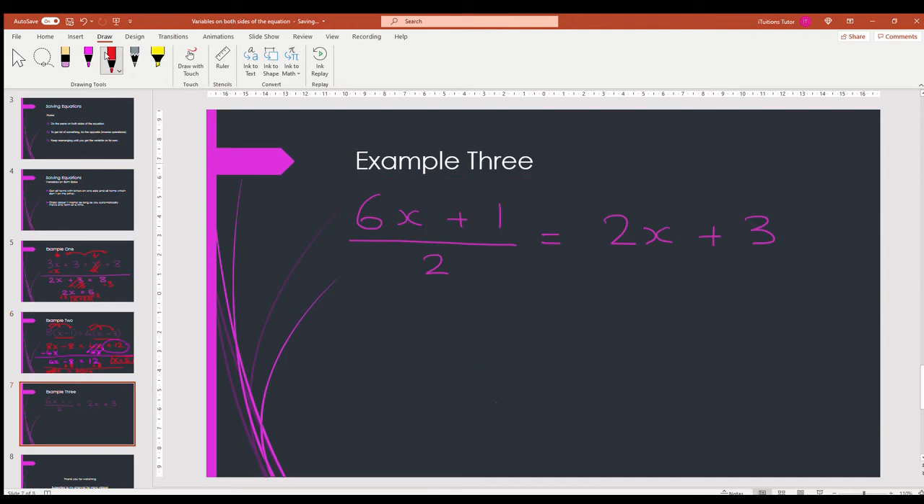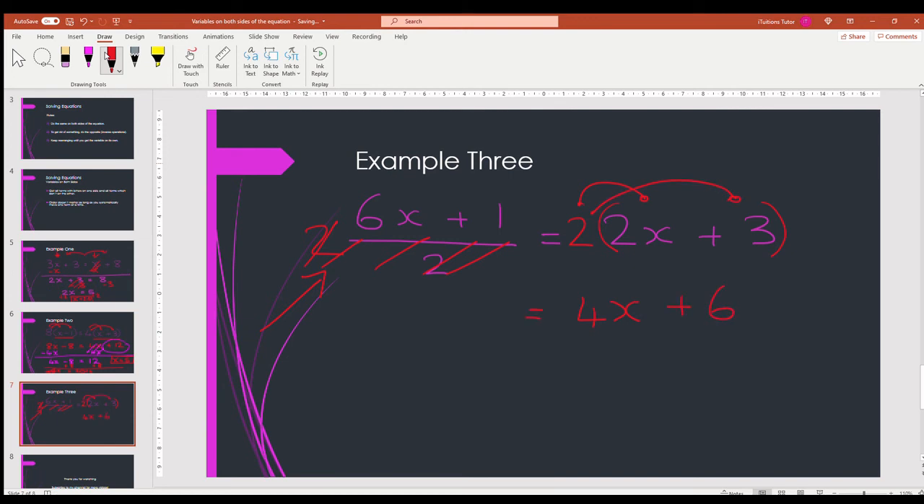Let's do one more example together. 6x plus 1, all divided by 2, is equal to 2x plus 3. On this side, we've got a division by 2. We need to get rid of this first, so we need to multiply by 2. When we do this, this cancels out. But we must do the same on the other side. Now expand this bracket. 2 multiplied by 2x gives us 4x. 2 multiplied by 3 gives us 6.